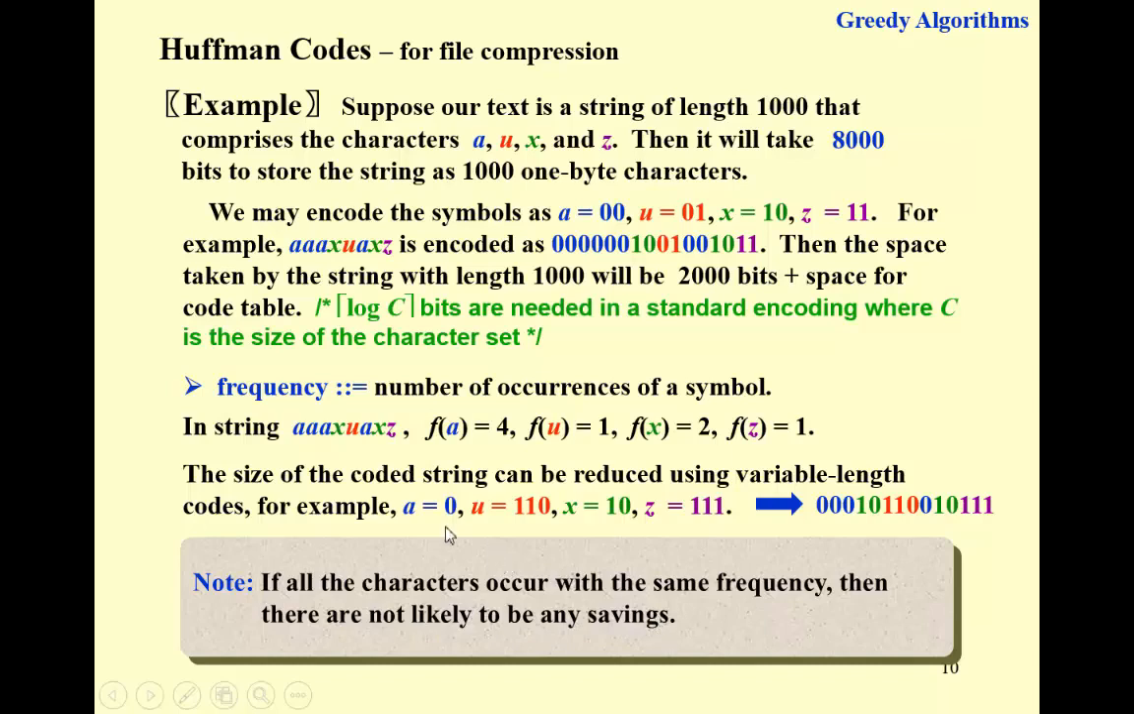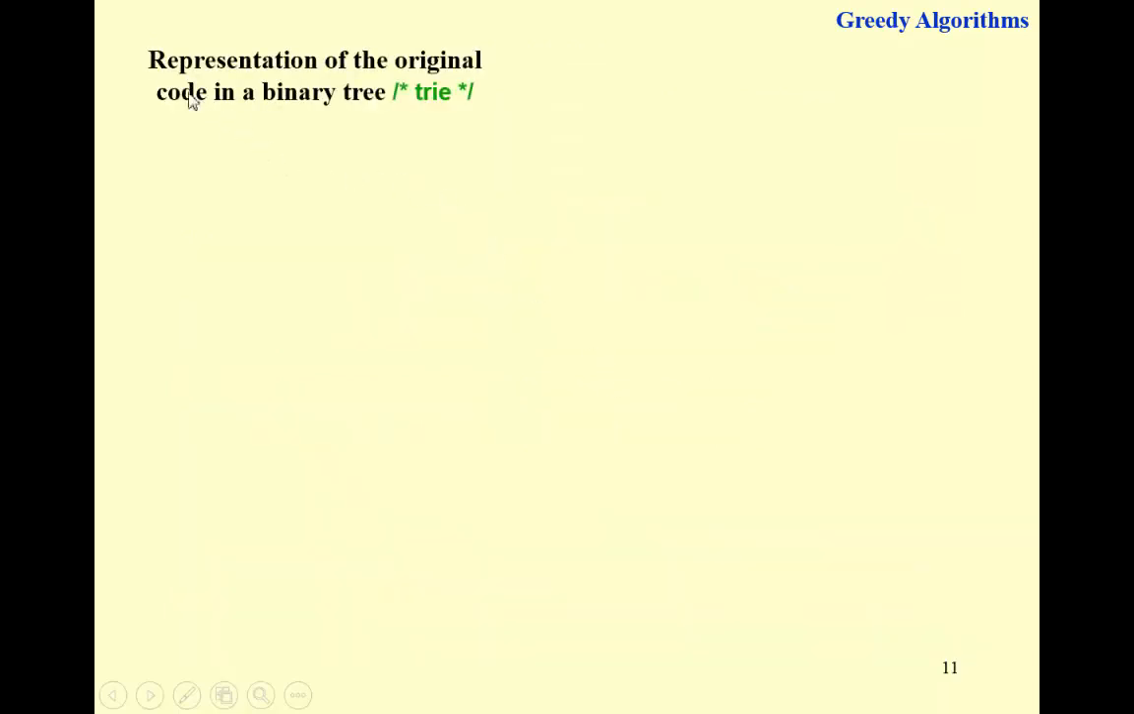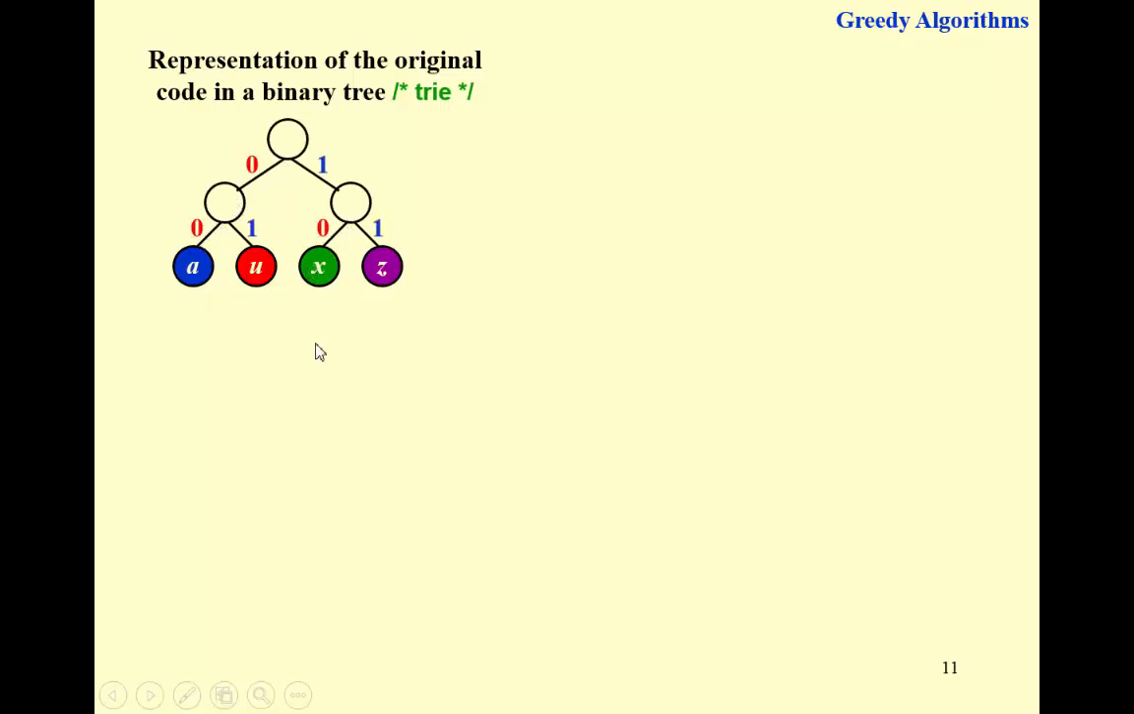Alright, so the next question is, how are we supposed to obtain this kind of codes? Well, let's first try to represent the original code, that is the standard code, in a binary tree. It's also called a trie. In the trie, all the characters, all the symbols are the leaf nodes. And since they all have the same code length, we build the tree from bottom up, like this. And we assign zeros to all the left branches and ones to all the right branches.